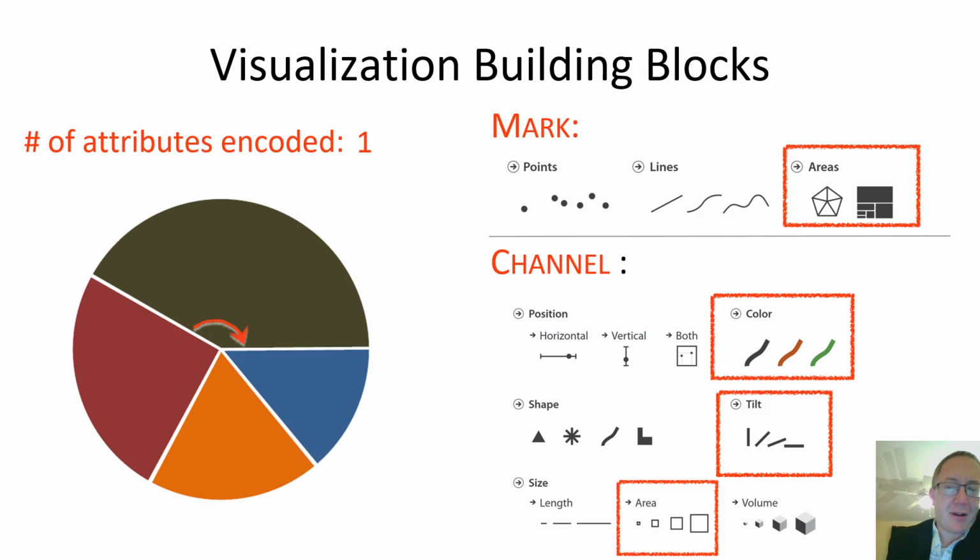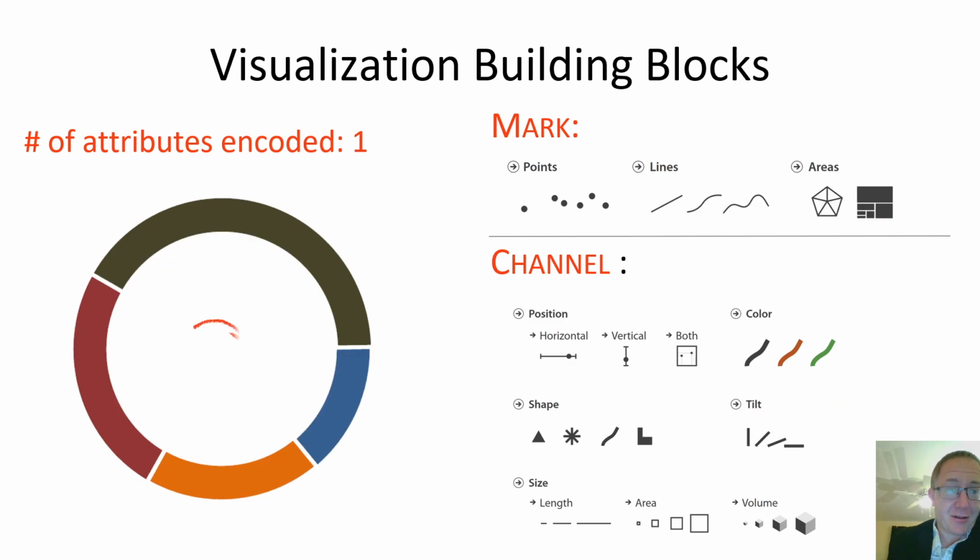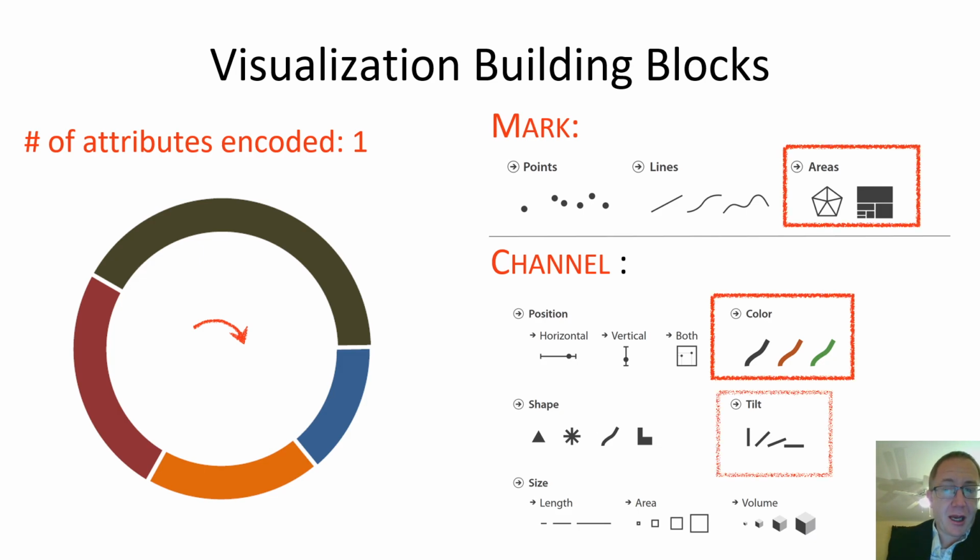We also have the area. We could call it the area, but area and tilt, they're both encoding the same thing. And again, I have one attribute. That's it with a pie chart. Hey, donut chart, same thing. Here we go. It's an area. Great. I have color. I have tilt. I have area.